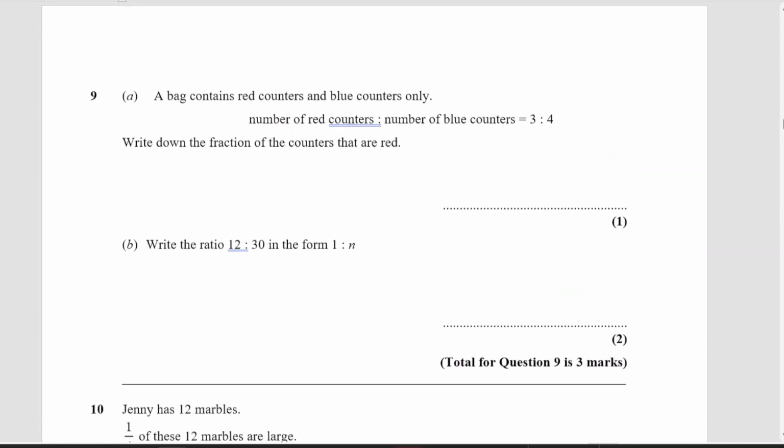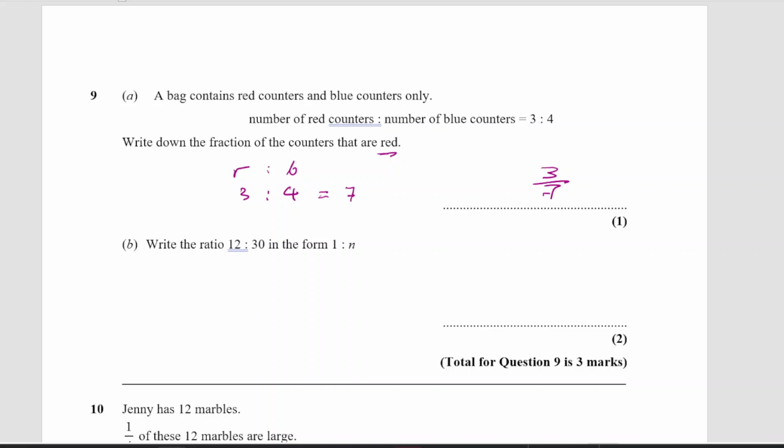Okay, question 9. A bag contains red counters and blue counters only. The number of red counters to the number of blue counters is 3 to 4. Write down the fraction of red counters. So we've got red to blue. I always have to make sure I've got my ratios set up a little bit more visually for me. So we've got a total of 7 parts in the counters. So the fraction that are red would be 3 out of 7.